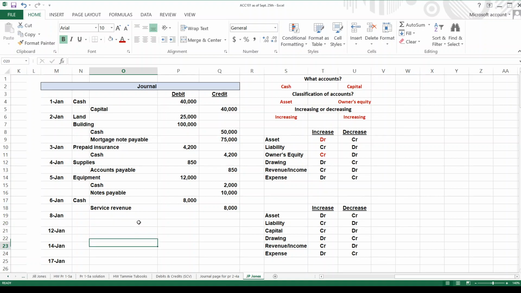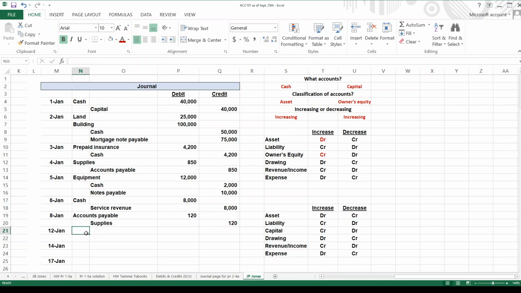What happened on the 8th? We returned supplies. We have less supplies now. Supplies is an asset. I want to credit supplies. How many supplies did we return? $120 worth. Okay, so what's the rule here? Supplies, asset, less of it. What do? Credit. What do we debit? Did we get a refund? No, we didn't pay for it. So what we're going to do is we're going to debit accounts payable to reduce the amount owed. Accounts payable being a liability, you want to reduce it, you use a debit.